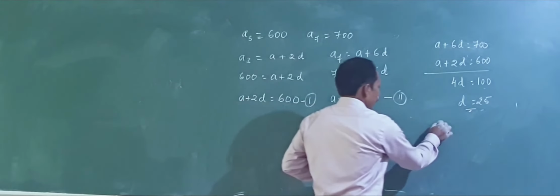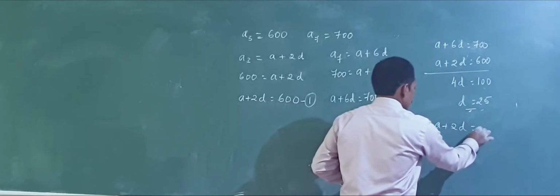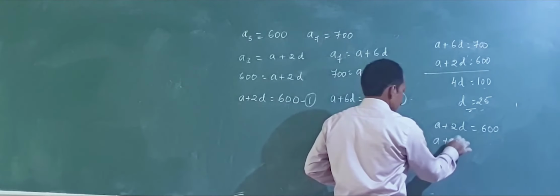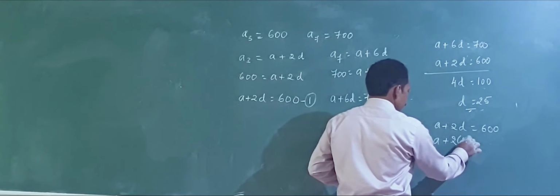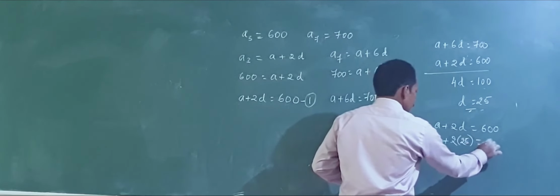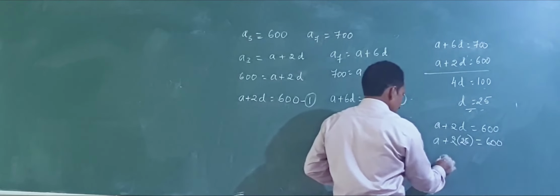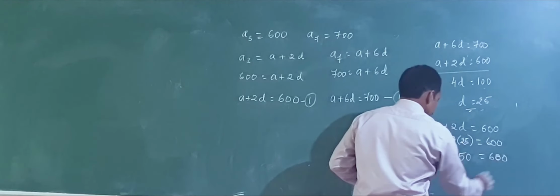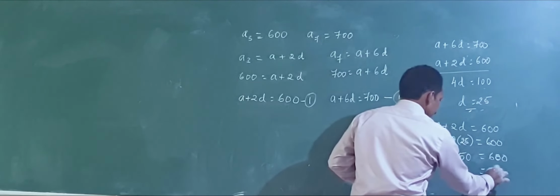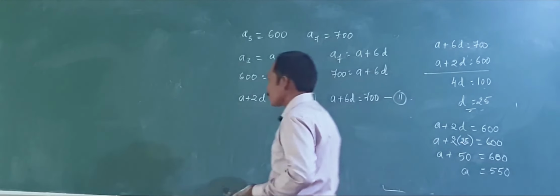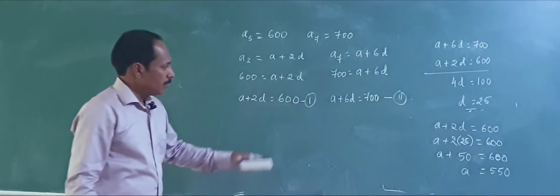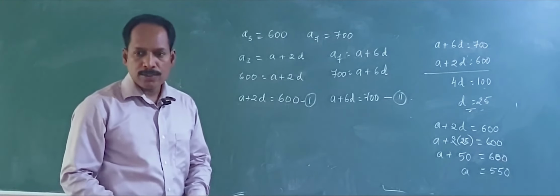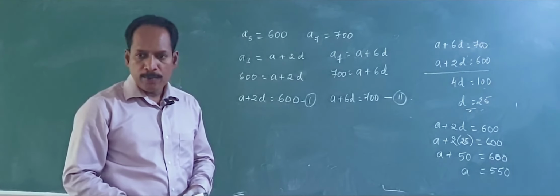So A plus 2D equals 600 from the given equation. D is 25. A plus 2 into 25 is equal to 600. So that is A plus 50 will be 600. So therefore A will be 550. You got the answer for the first question. So in the first year they produced 550 television sets.